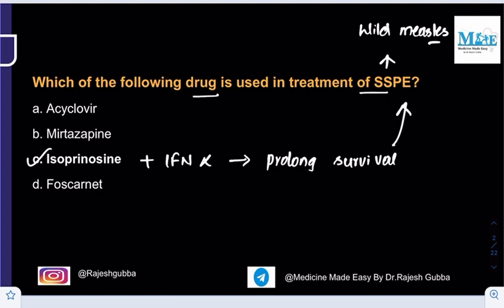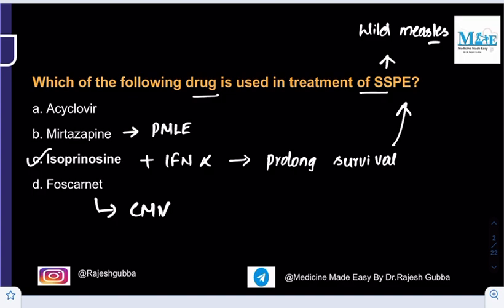And what about mirtazapine? Mirtazapine is used in progressive multifocal leukoencephalopathy, but not in subacute sclerosing panencephalitis. And foscarnet is also an antiviral drug, used in the treatment of cytomegalovirus and cytomegalovirus-associated retinitis in individuals diagnosed with HIV. So this is about the treatment of subacute sclerosing panencephalitis.